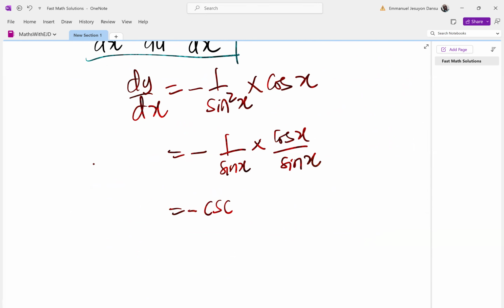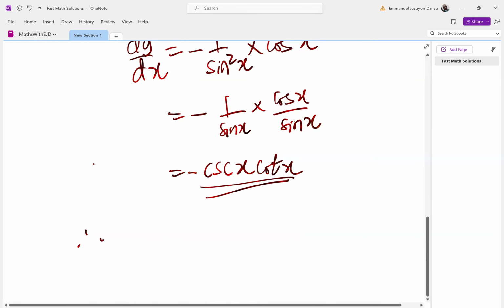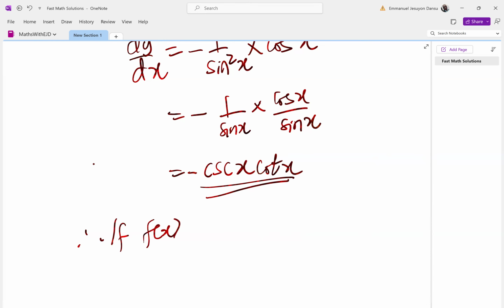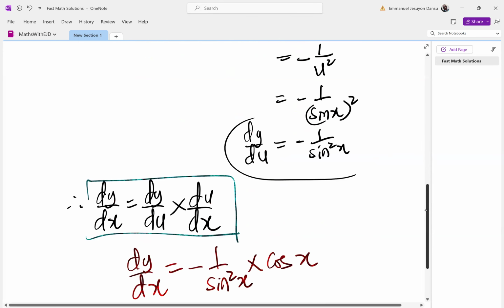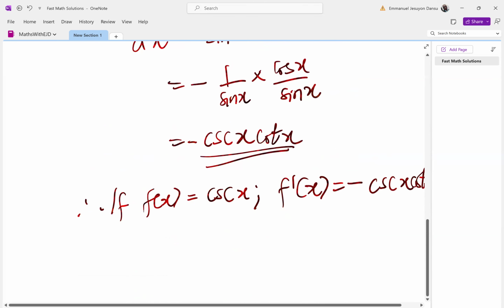We write cosec as CSC in this case. In some places you can write it as COSEC. So minus cosec x, then cos over sine is cot x. So that's your result. You can now conclude that if f of x is equal to cosec x, then f prime of x is equal to minus cosec x cot x.